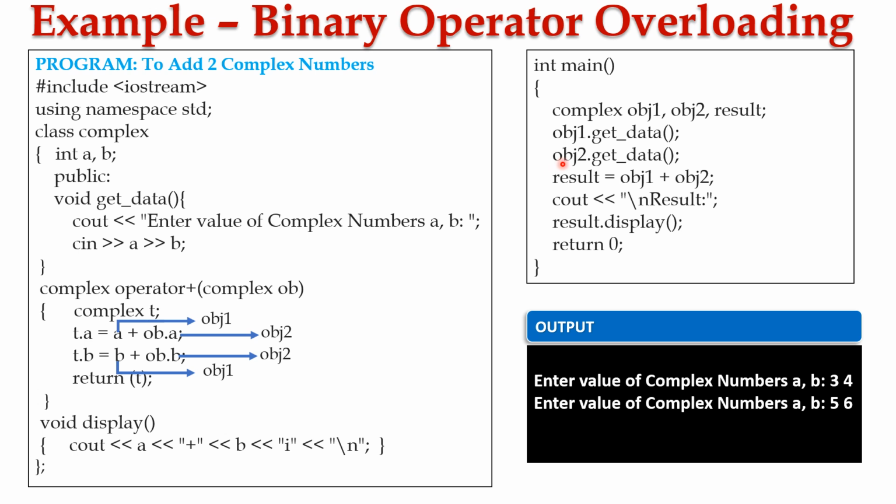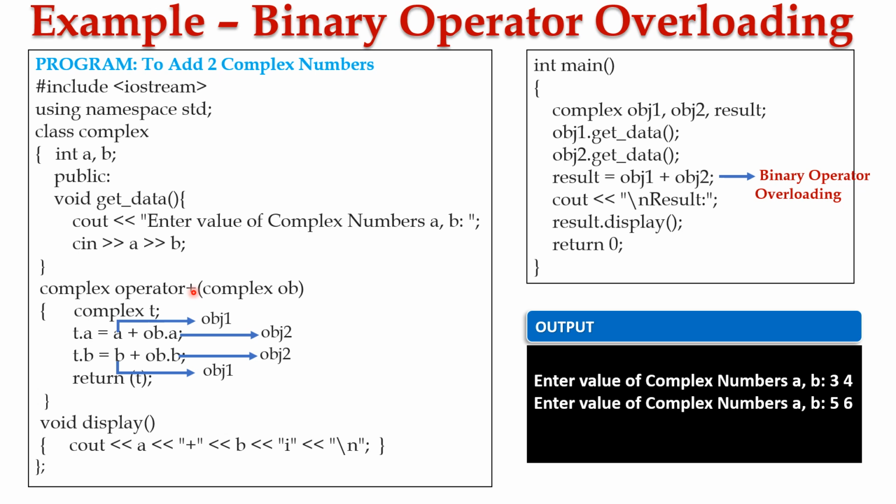The next statement is result is equal to object 1 plus object 2. So this implies the binary operator overloading. So this statement performs addition of two complex numbers, that is object 1 and object 2. This is based on the overloaded plus operator, which is available in the class complex. Fine. Now the control is shifted to class complex and finds the overloaded plus operator method.